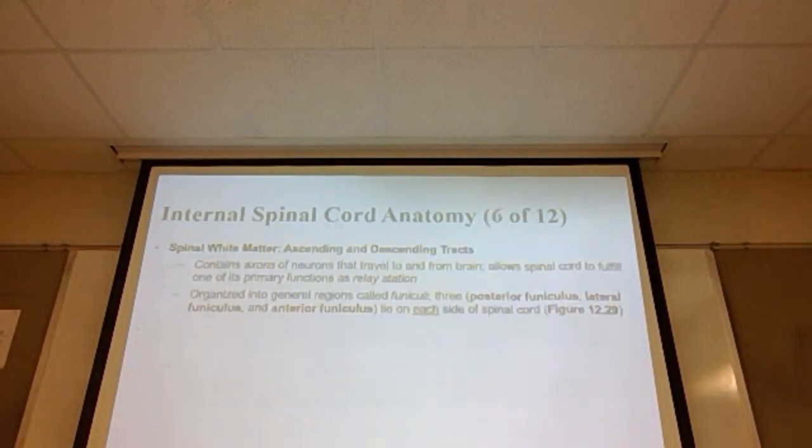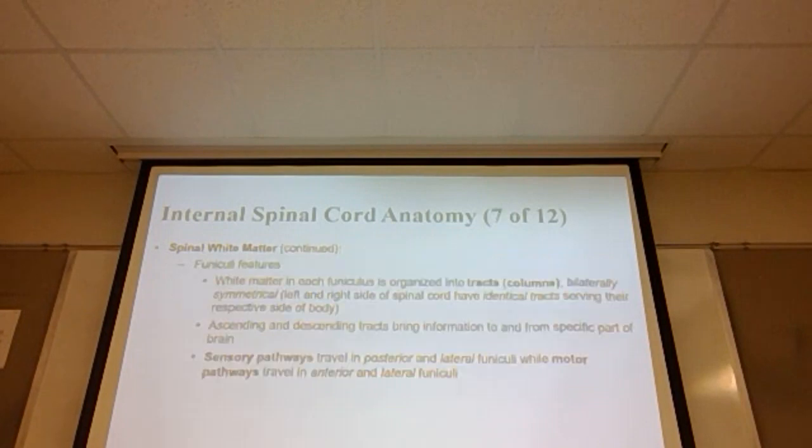The spinal white matter, ascending and descending tracts, contain axons of neurons that travel to and from the brain. They allow the spinal cord to fulfill one of its primary functions, that of a relay station. The white matter is organized into general regions called funiculi. There are three of them: the posterior funiculus, the lateral funiculus, and the anterior funiculus. They lie on each side of the spinal cord.